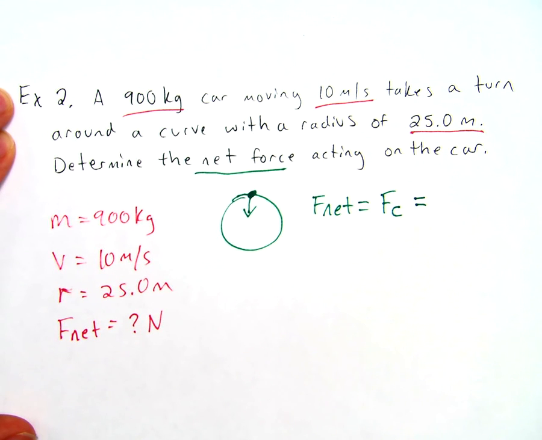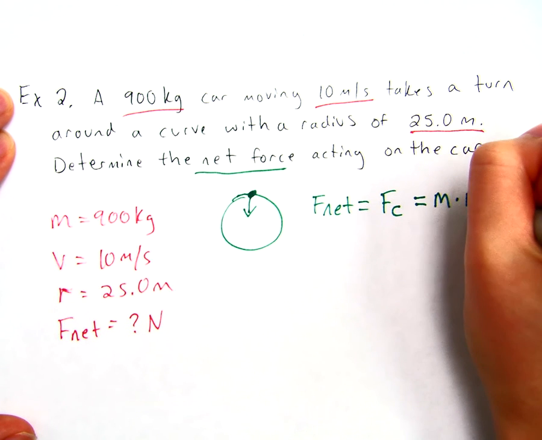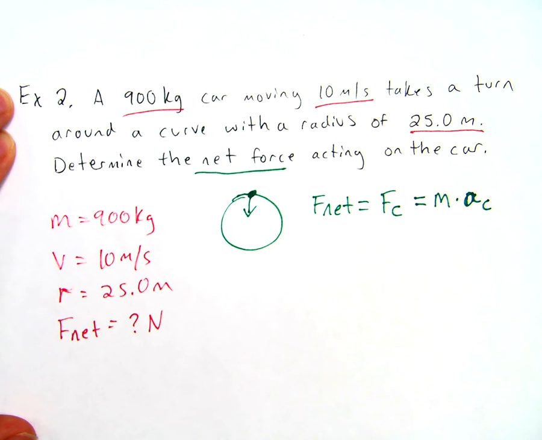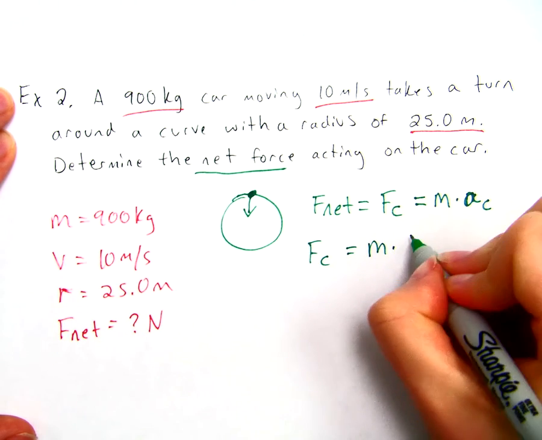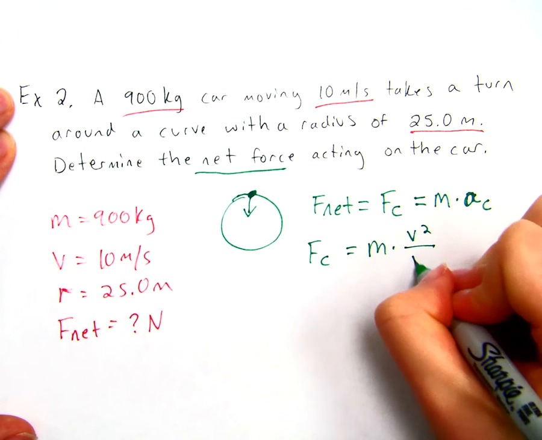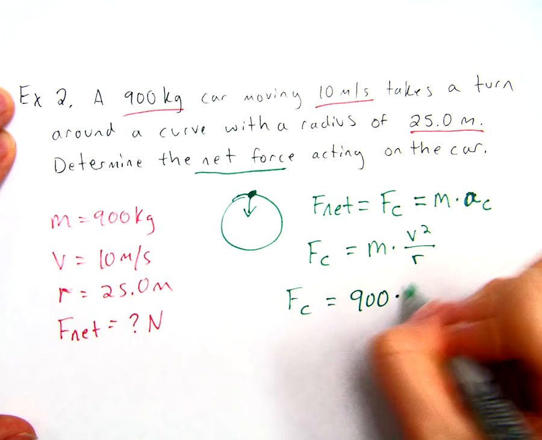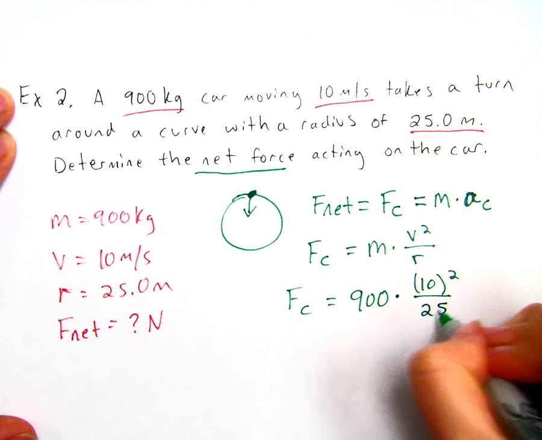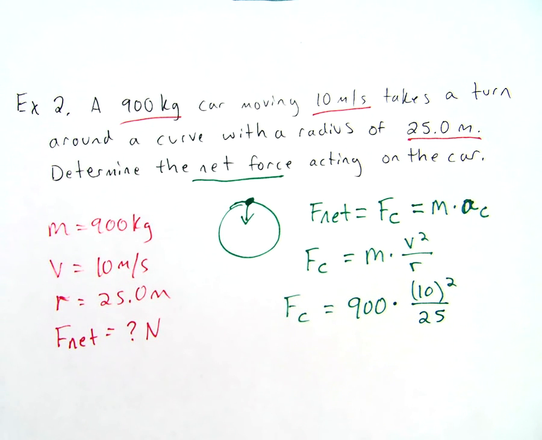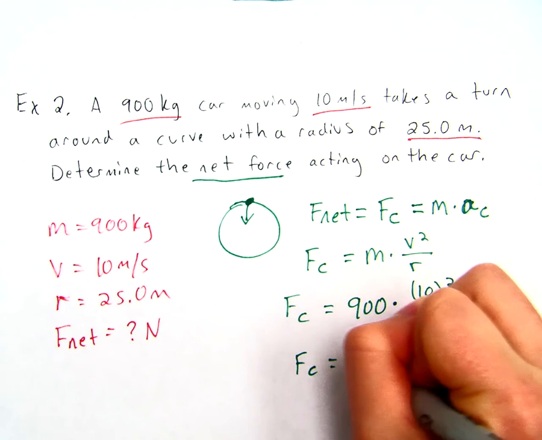So instead of setting this as simply mass times acceleration, we can do mass times our centripetal acceleration. We can do a quick substitution because we know that our centripetal acceleration is v squared over r. And from there, I believe we have all the numbers we need. We have 900 times 10, don't forget to square it, divided by a radius of 25. And I got an answer of 3,600 newtons.